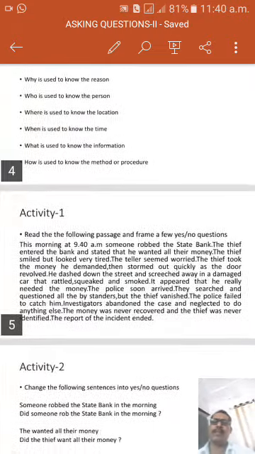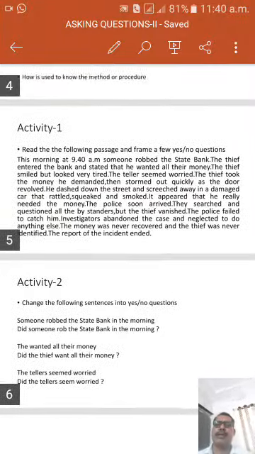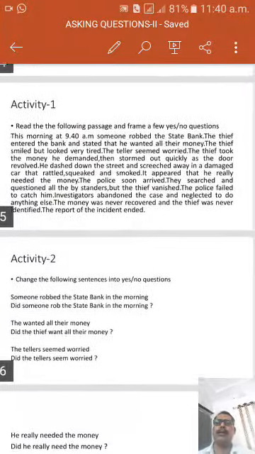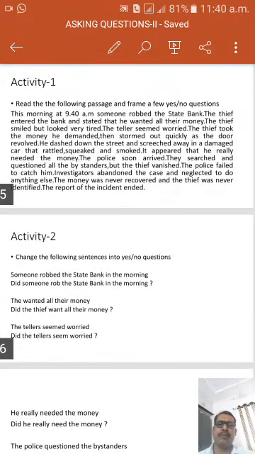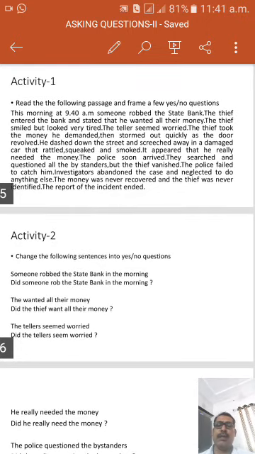So in the next slide we have a passage. Based on this passage we framed some yes or no type questions and some WH questions. Let us see the first yes or no type questions.